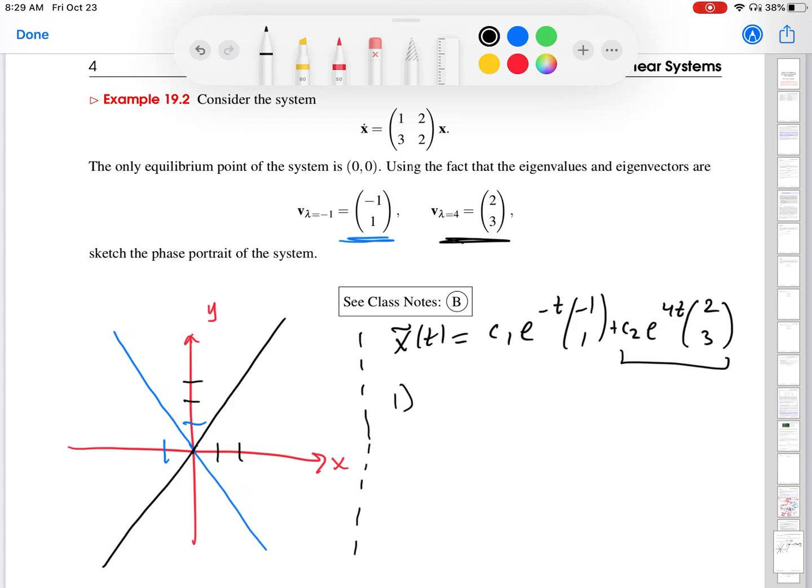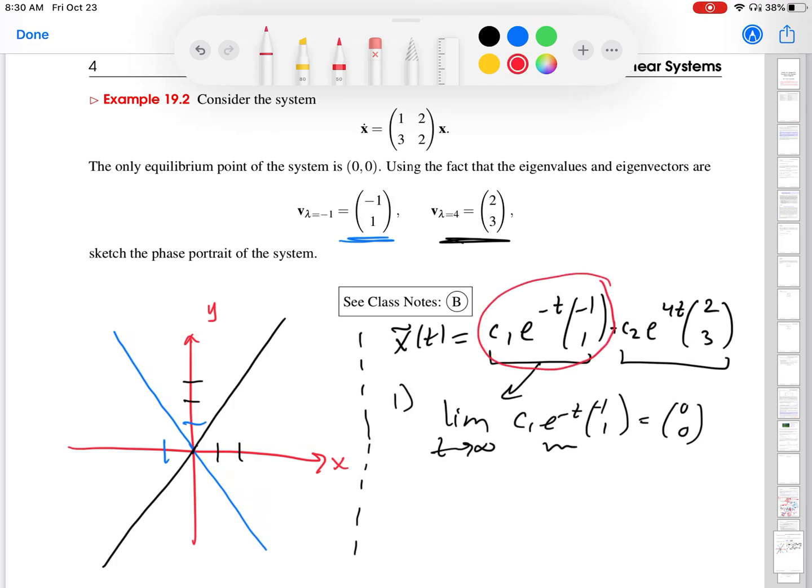So if I consider C2 to be 0, which again would happen for certain initial conditions, and I just look at this part of the solution, the limit as t goes to infinity of this part of the solution is 0, 0, because this is a decaying exponential. So what does that tell me? That tells me that if I start on this part of the solution, which was -1, 1, this line, if I start on this line, then I end up at the origin. So what I'm going to do then is denote that on the phase portrait by these arrows going to the origin. Great.